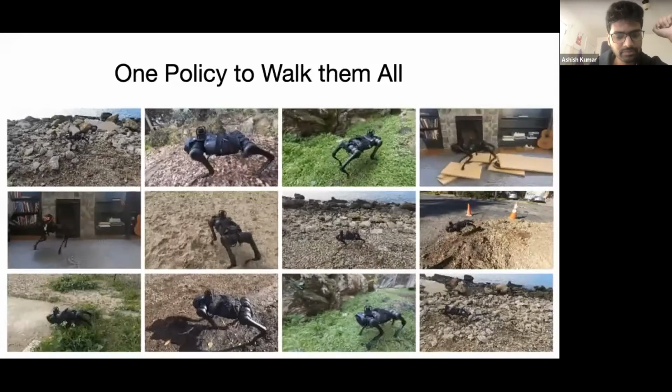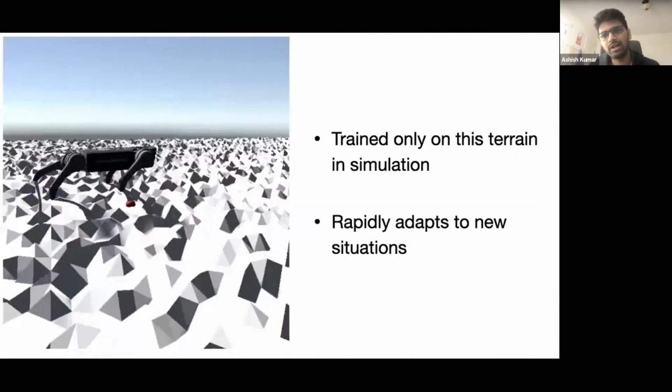So now let's get into the details of our method. We're going to learn how to walk entirely in simulation and entirely only on this terrain that you see on the left. But what we are also additionally going to learn is how to adapt to situations that the robot has not seen before. So how does it generalize to all of this? Let me flesh out each of these in sequence.